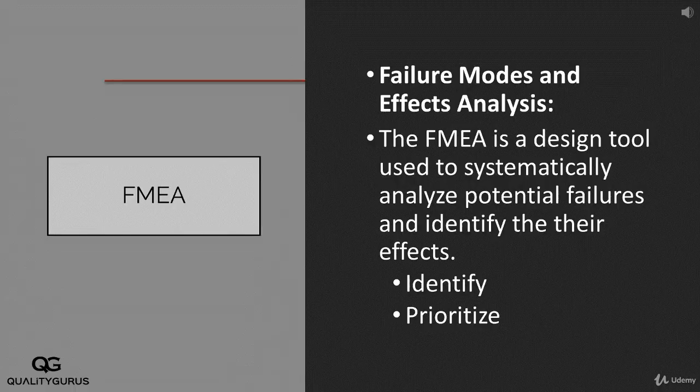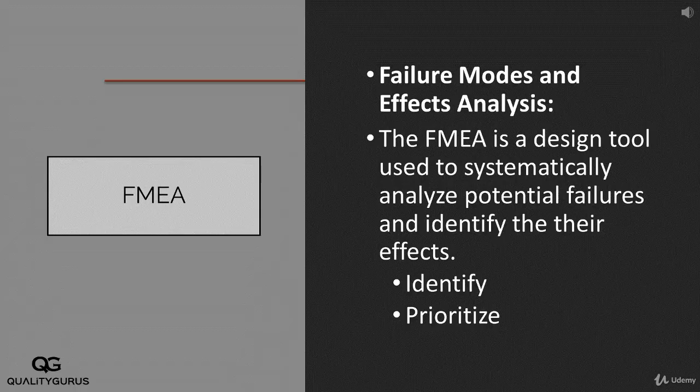And remember, this is not something after a problem has happened. This is a proactive tool. At the design stage itself, you are looking at the reasons or the areas where things can fail. So those are failure modes. And then what you want to look at is what will be the effect of that failure. So that's the reason the name of this is FMEA, failure modes and effects analysis. So what you do here is you identify the problems and then you prioritize those.